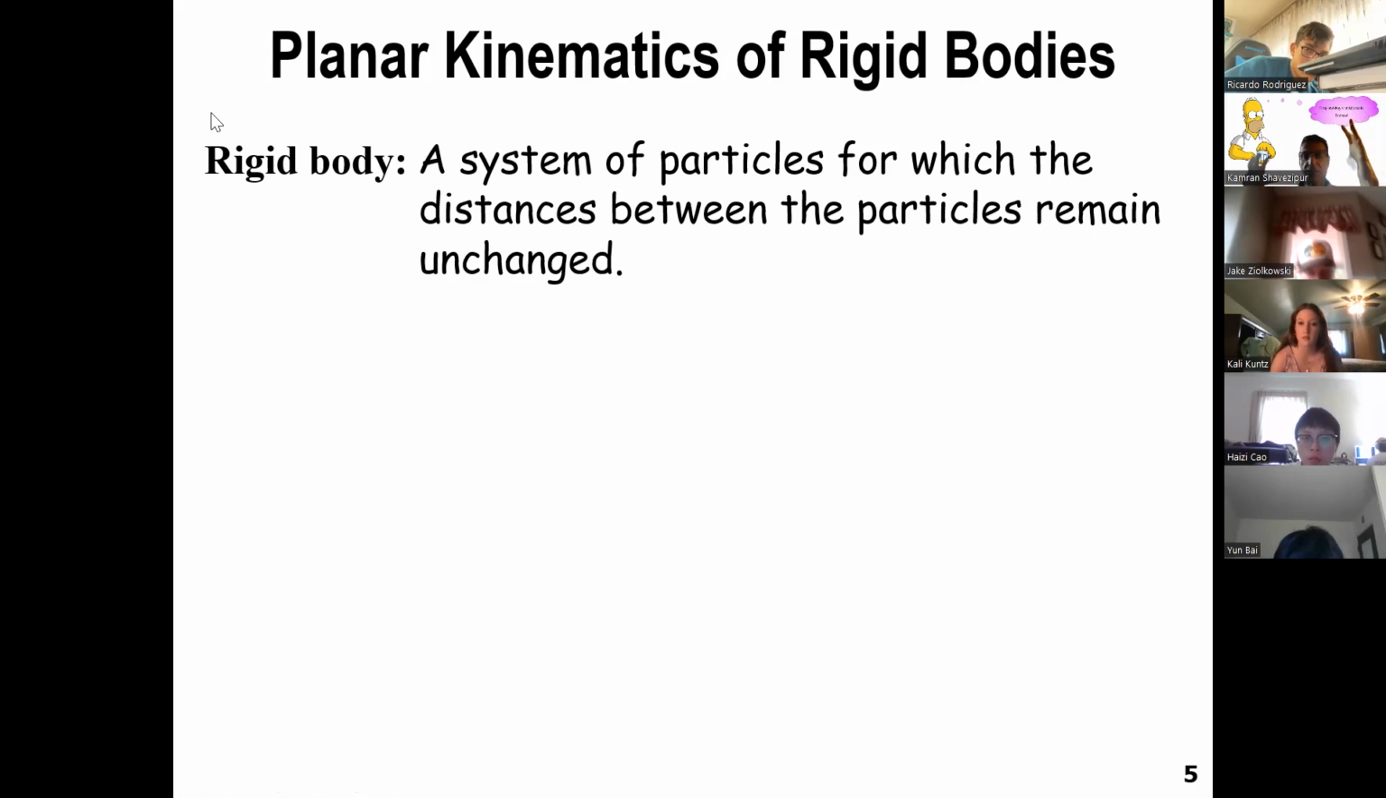Rigid means does not deform, right? The distance between particles remains the same. Give me an example of something that is rigid? Atoms. Very interesting example.